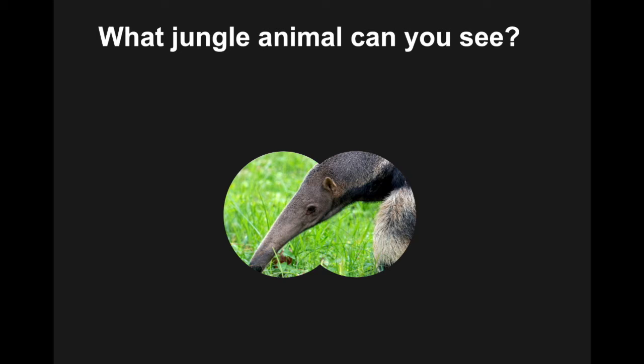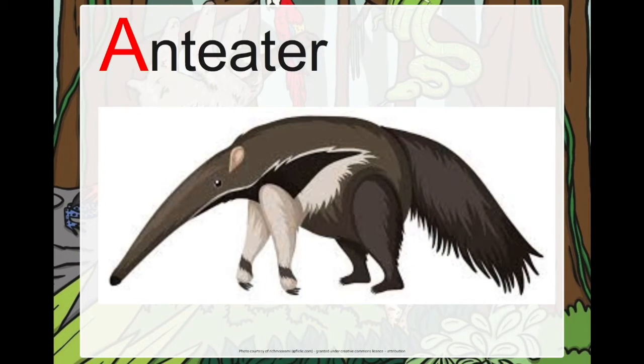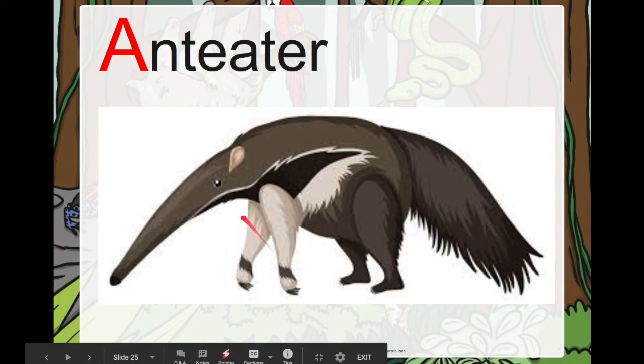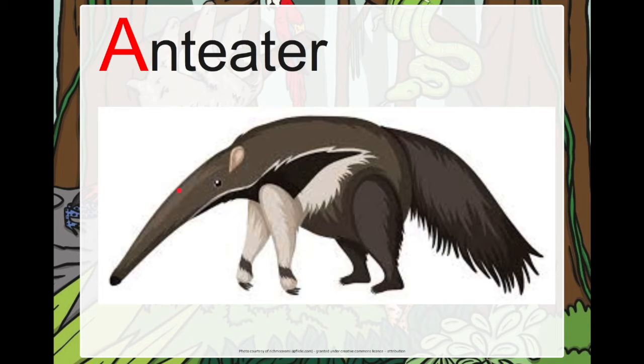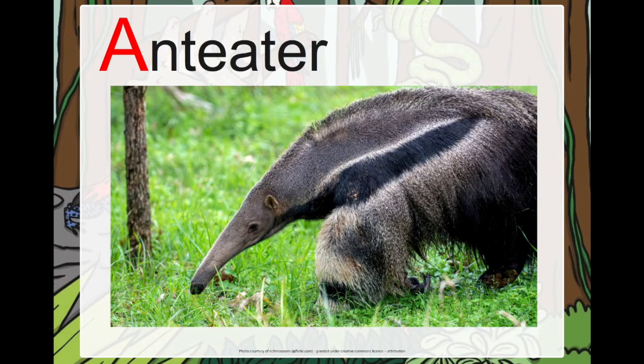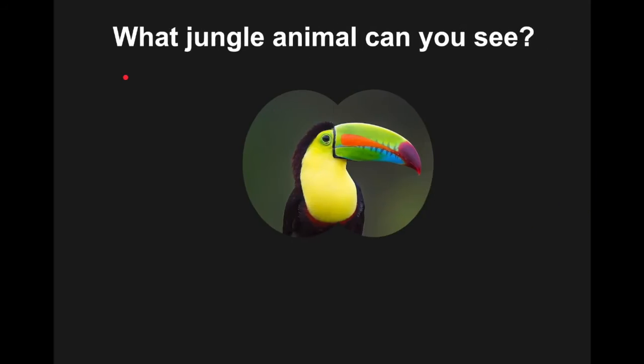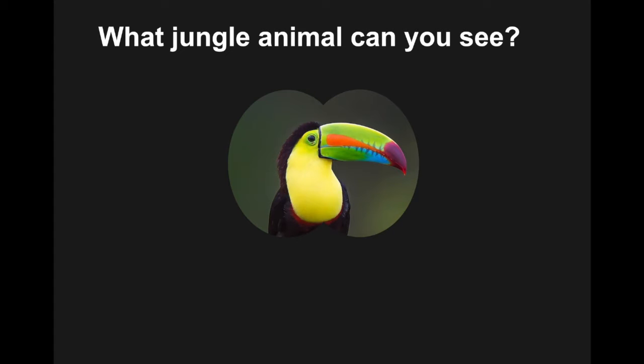Okay, what animal is this? I think I heard it. An anteater. An anteater has a very long nose and a very long, long tongue. They use it to actually eat ants. And this is how it looks like in real life. And anteater starts with an A. So, anteater. Very good.